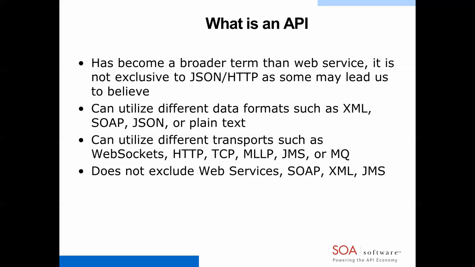WebSockets over HTTP with TCP, MLLP, JMS, or MQ. It does not matter. We should not be constraining our definition of an API to any particular kind of protocol or message type. And I also don't believe that APIs exclude web services, SOAP, XML, or JMS. We cannot take a very constrained view of an API, because what that's going to do is box us in. And if you're putting together a platform that manages and exposes and leverages APIs, in 2 years or 5 years' time, that is going to be obsolete because of people's preconceptions of what an API is to them.